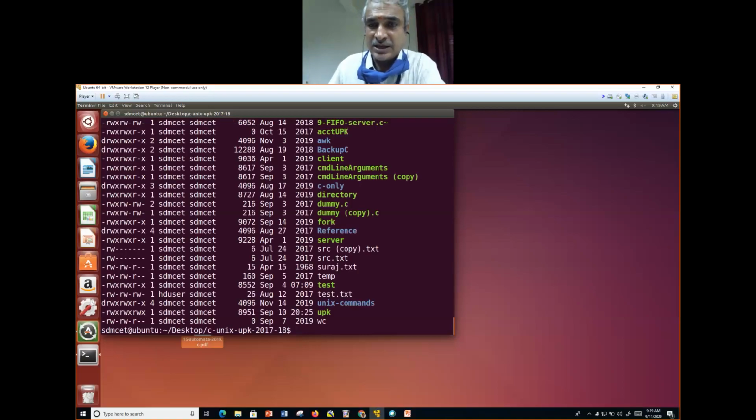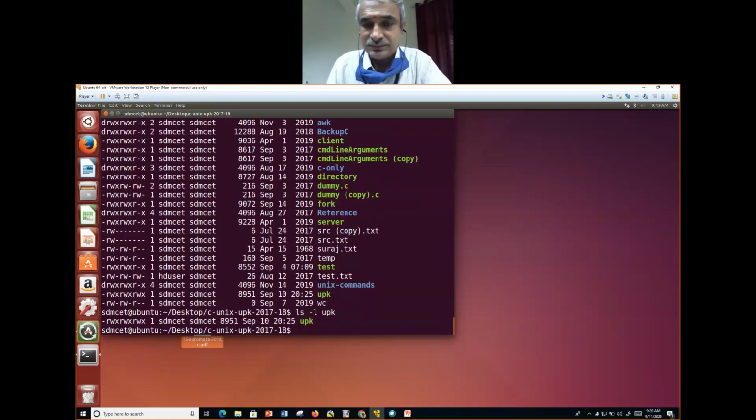ls -l lists all the attributes of that file in a long format. L stands for long. There are many other options; you have to refer to the manual and look into that. It lists the directory contents. There are a lot of attributes in this, but I wanted only ls -l for a particular file. Okay, I'll clear the screen. Then I'll say ls -l, the name of the file, UPK.